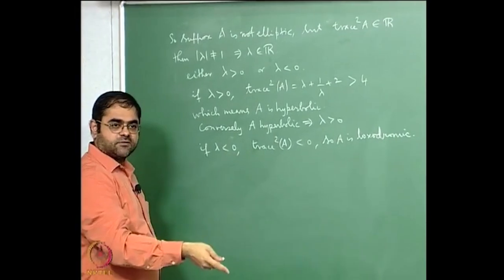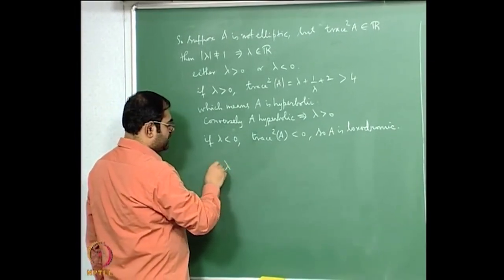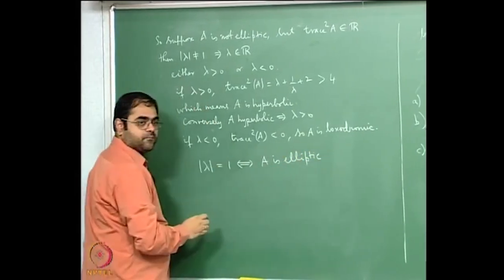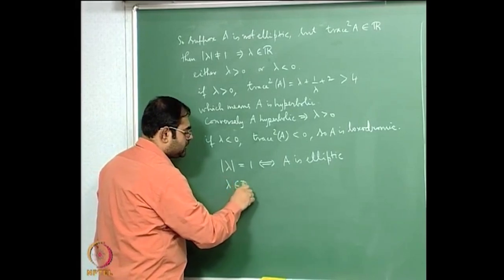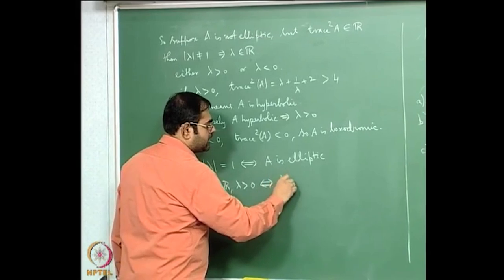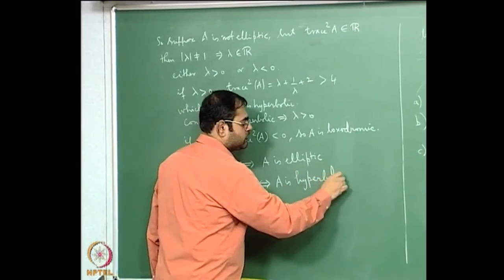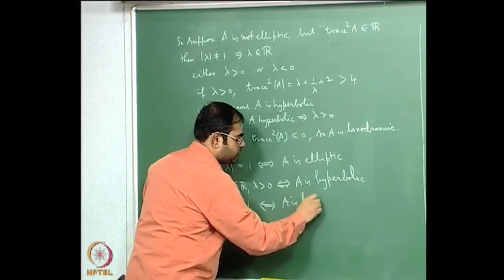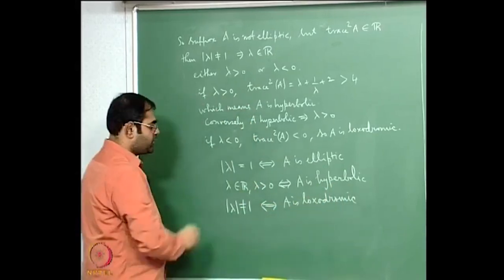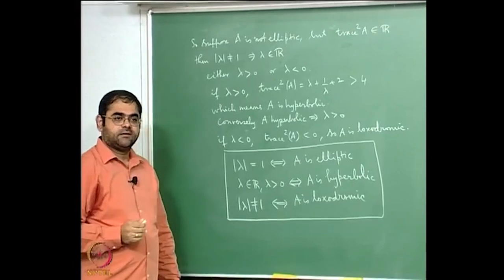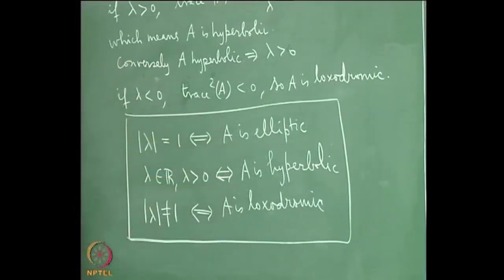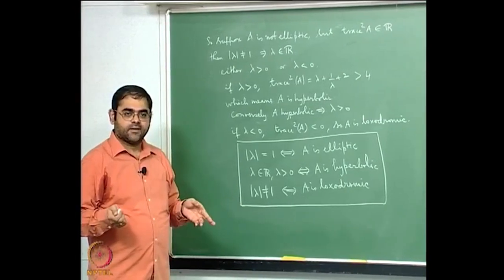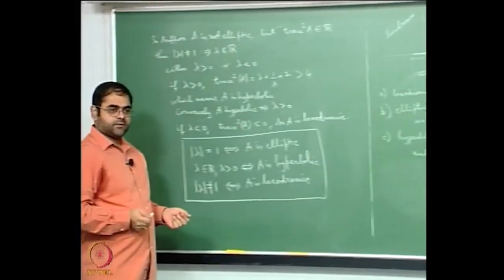So the upshot of this whole discussion is the following. Mod lambda equal to 1 if and only if A is elliptic. Lambda real positive if and only if A is hyperbolic. And mod lambda not equal to 1 if and only if A is loxodromic. So these three simple conditions will allow you to distinguish between elliptic, hyperbolic and loxodromic transformations, and somehow we have arrived at these conditions by looking at the trace squared, which was originally used to define these things. So we will continue in the next lecture.